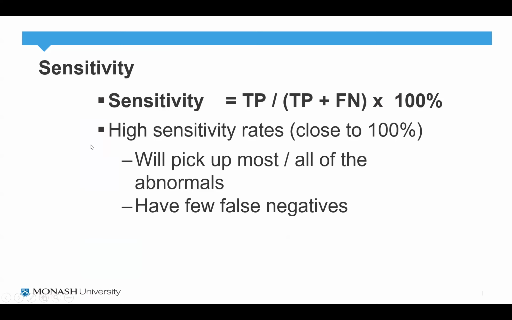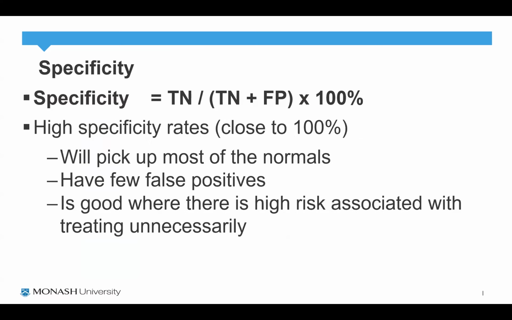Now, sensitivity is concerned with picking up the abnormals. So you want to have that as high as possible so that you don't miss out on pathology. So you should aim at having very few false negatives. Specificity is concerned with the normals. Again, you want to have as few false positives as possible.